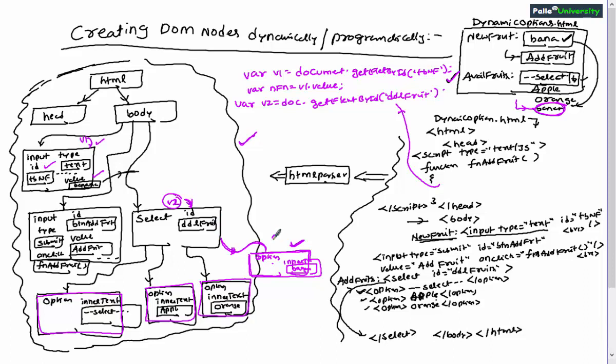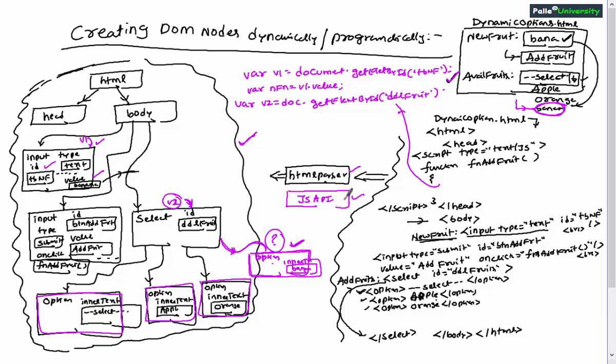Now the next question is about creating a new node. How to create? Very simple. I already told you that every browser has something called the JavaScript API. Apart from the HTML parser, we have the JavaScript API. In that JavaScript API only, this document keyword is there, and the getElementById function is also present. So a lot of functions like that are present.